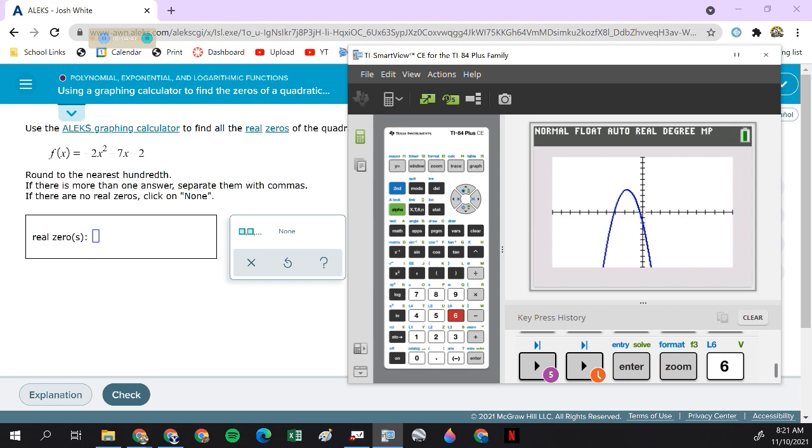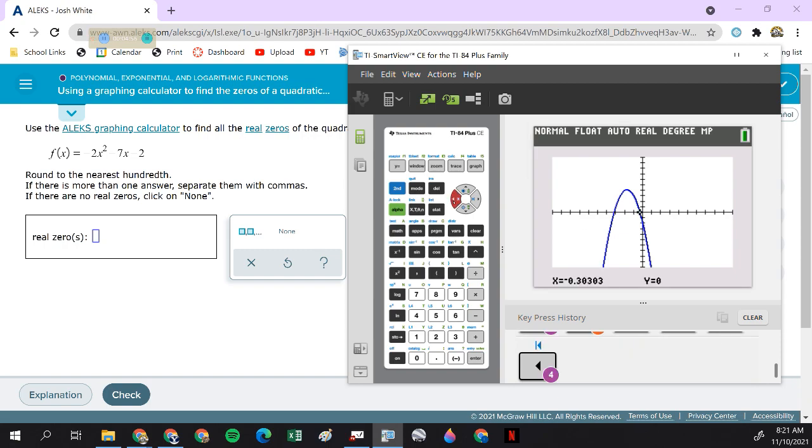So it doesn't look like those are very nice numbers. How do I find the roots if they're not nice numbers? Well, we could just move the arrow over. So is it going to be -0.378? Probably not. You could also push trace, which will snap it to the graph and get as close as I can. Is that going to be the correct answer? No. How do I know that's not the correct answer? The y value is not 0.